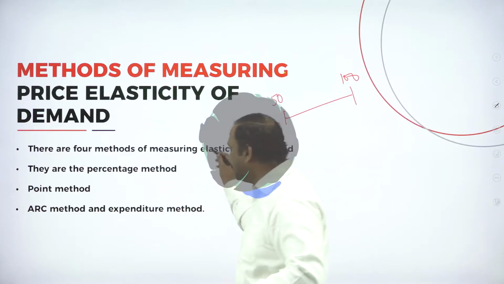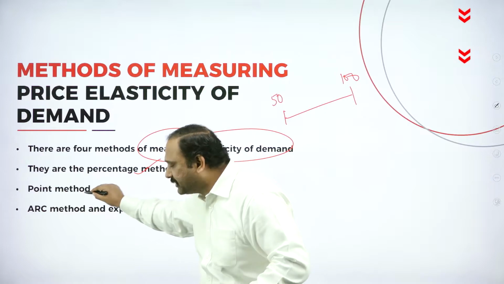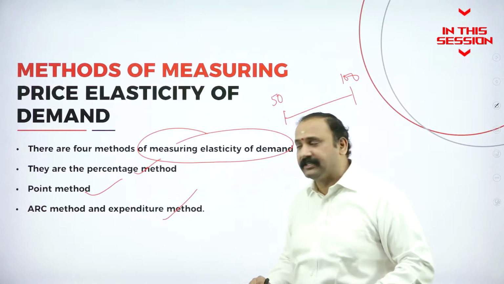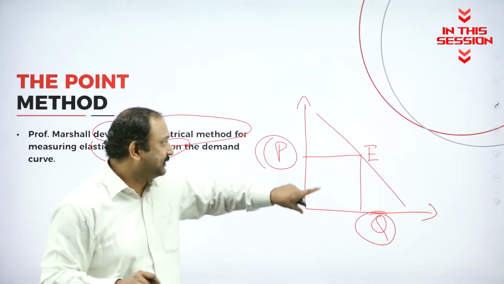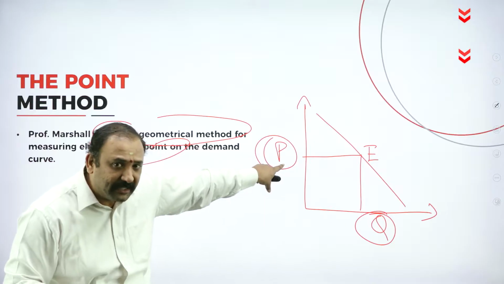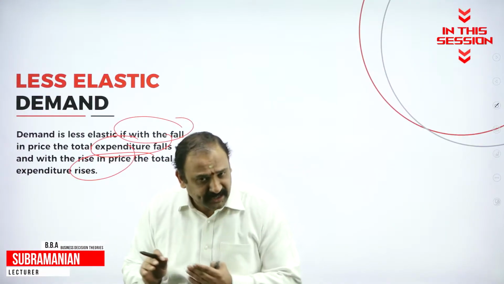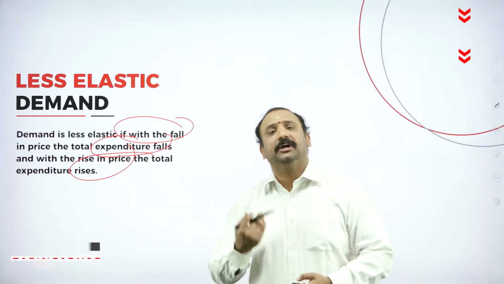There are four methods of measuring the elasticity of demand. They are the percentage method, the point method, arc method, and expenditure method, where the price and quantity matches. That's where the demand gets satisfied. If it is going down, the expenditure should also go down. When the price goes up, then automatically the expenditure with that product will also start going up.